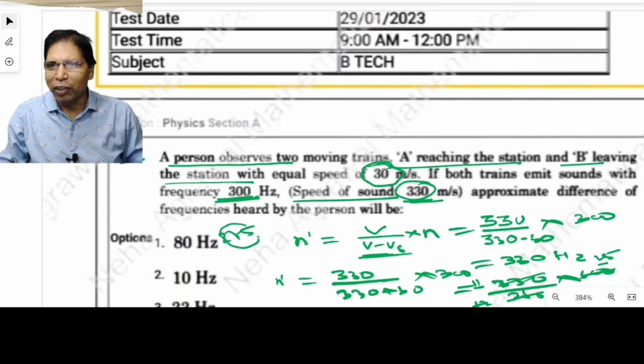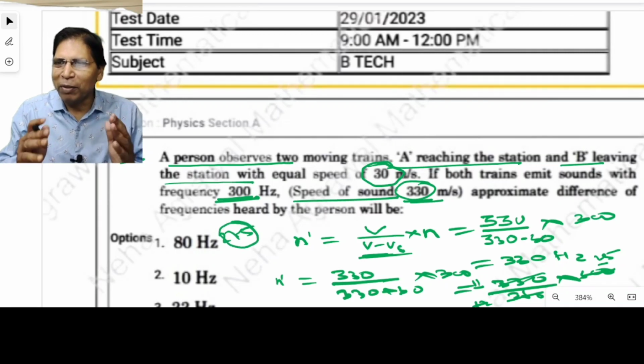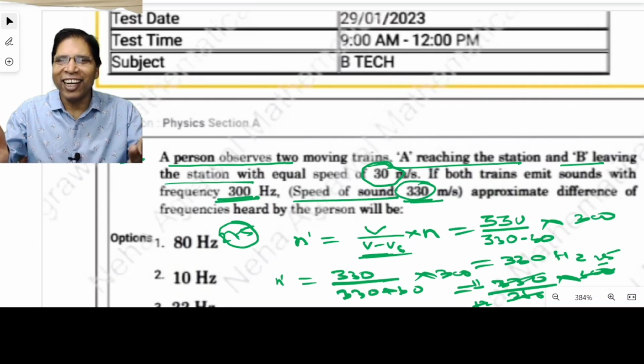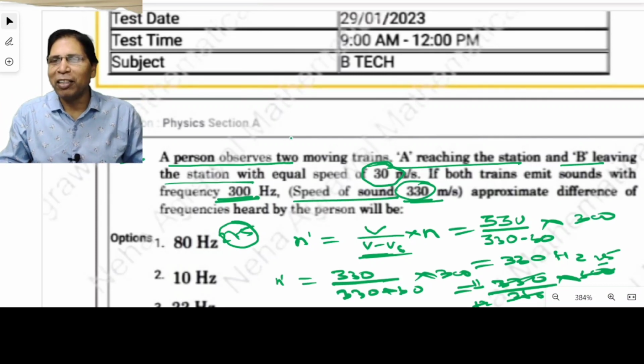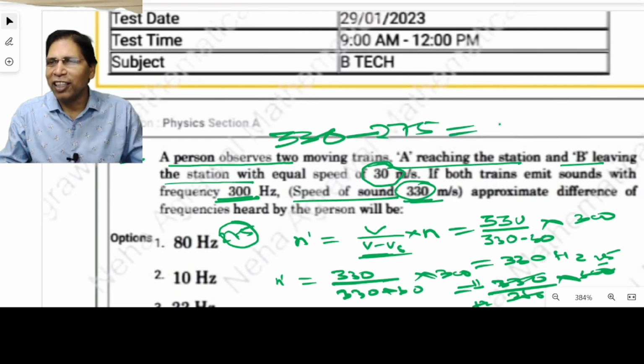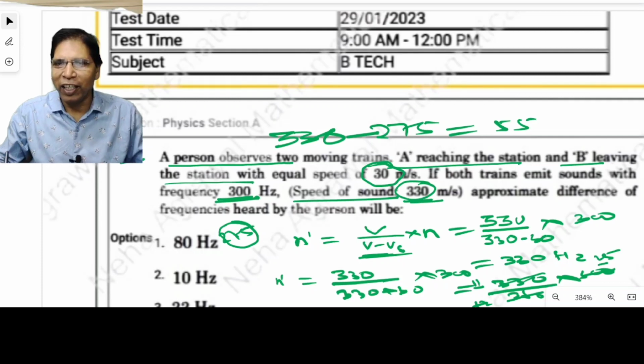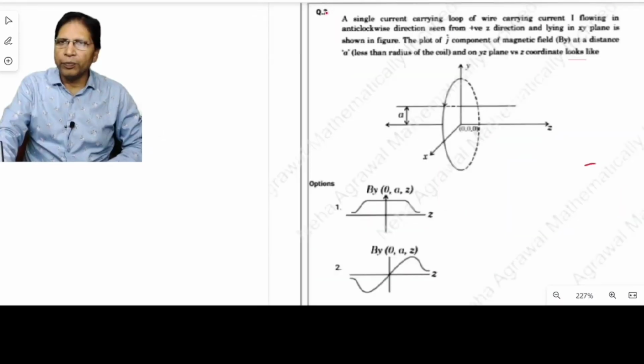So the apparent frequency of one is 275 and the other is 330. The difference of frequency is 330 minus 275, so this is 55 hertz. Option 4 is correct.